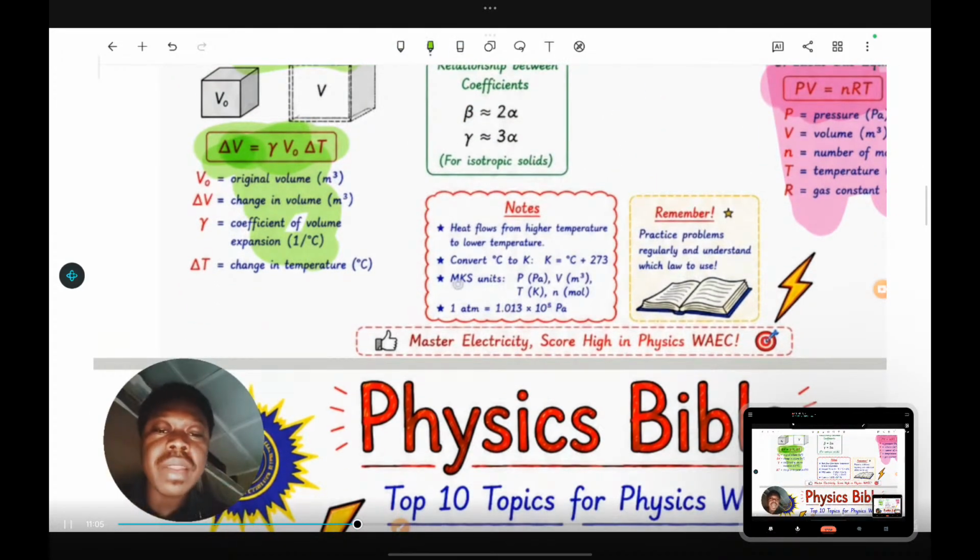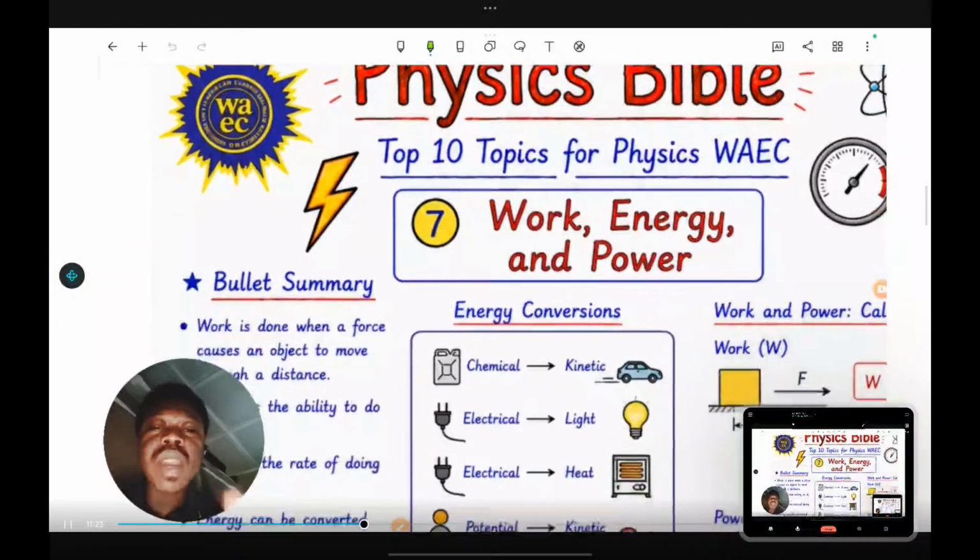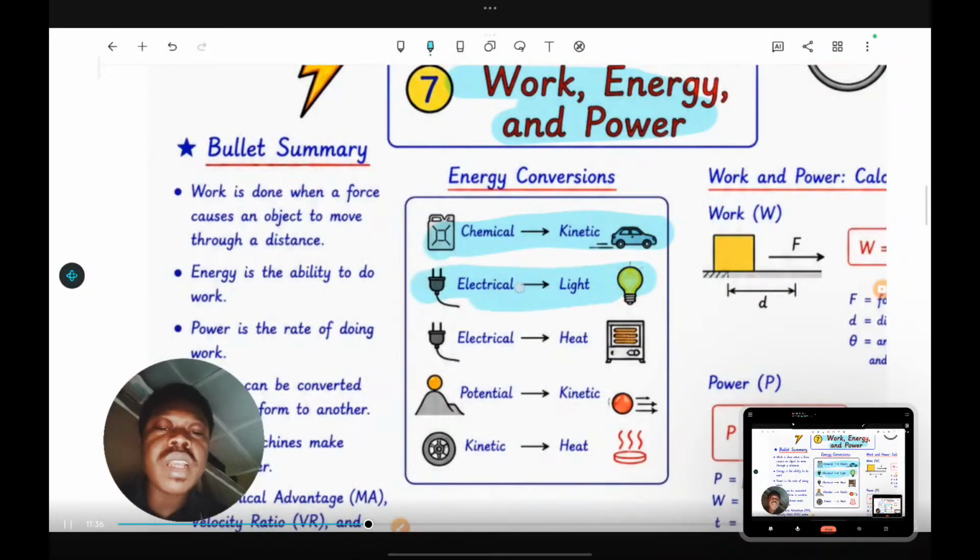All right. Please understand this concept and apply it. Heat flows until they get to the equilibrium temperature, where the temperatures are the same between them again. So practice problems regularly, understand the laws and use them perfectly. With that, we can come under electrical energy.